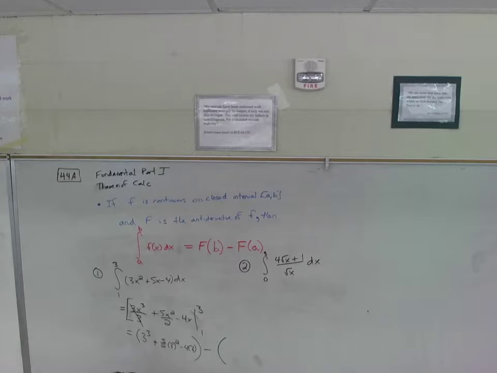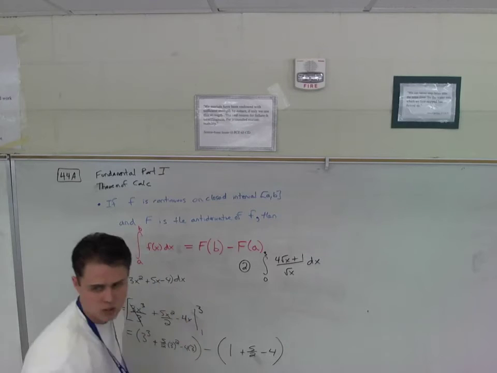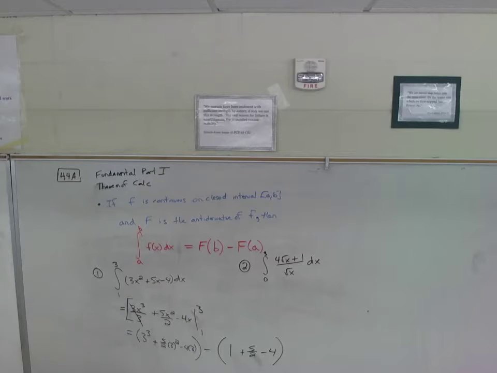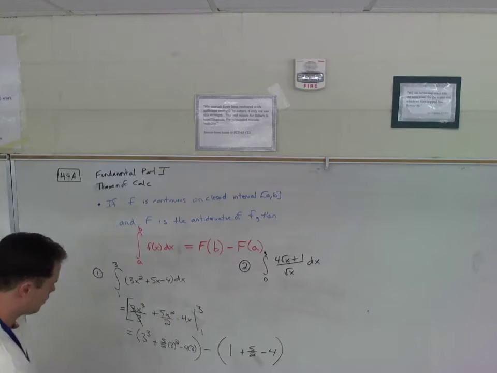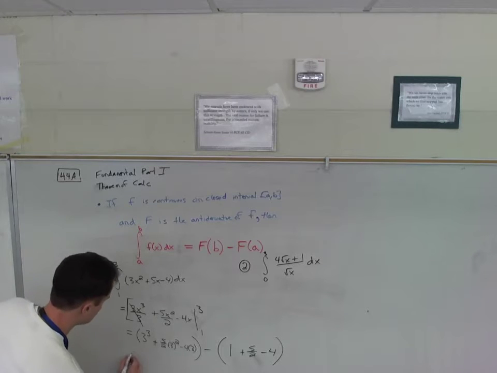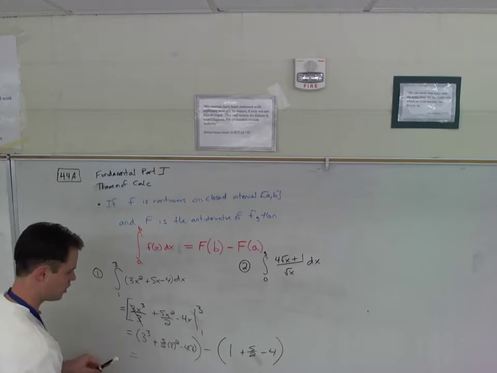Sometimes it's just nice to actually do the calculations to shortcut it for yourself. What's 1 cubed? 1. What's 5 halves times 1 squared? That's going to be 5 halves minus 4. See, I kind of like to do it like that. Be careful though. And then equals whatever, you just keep simplifying it down.